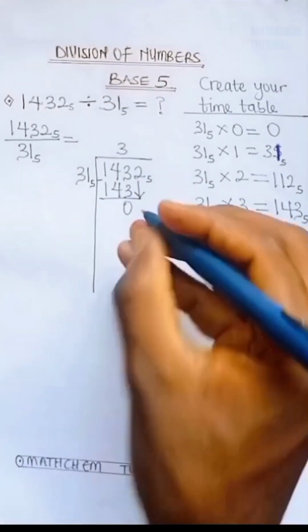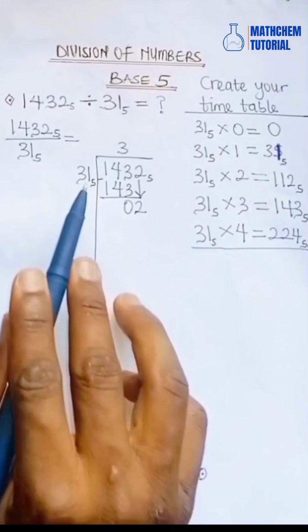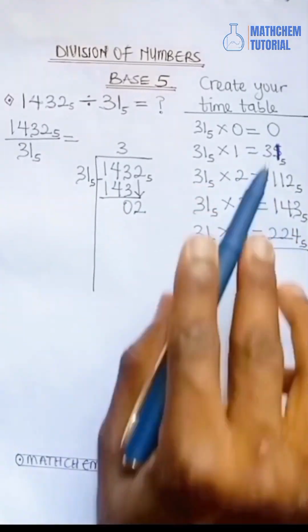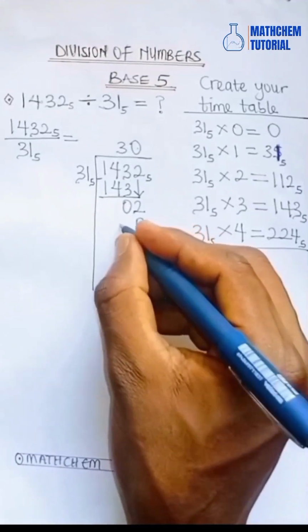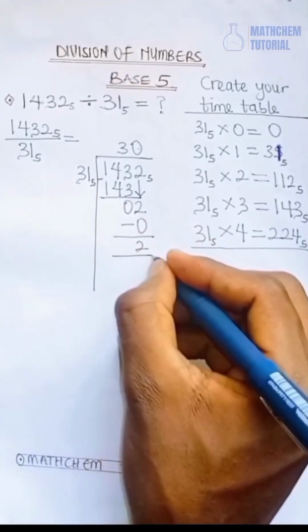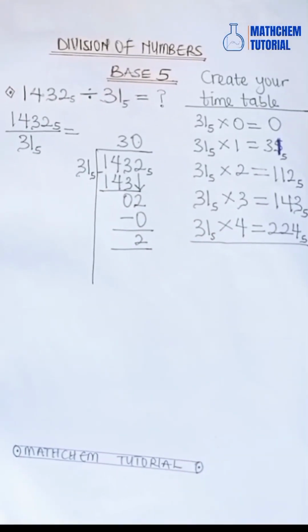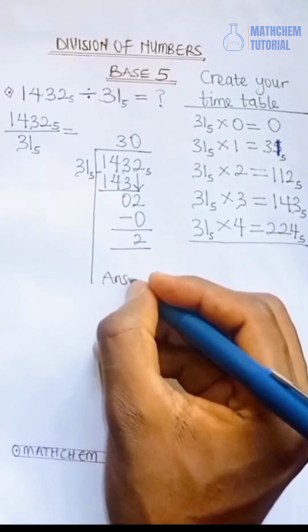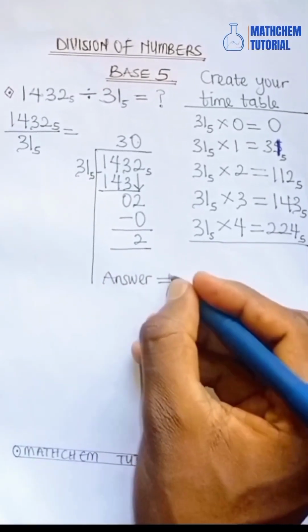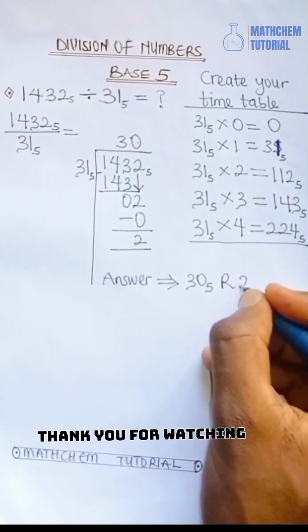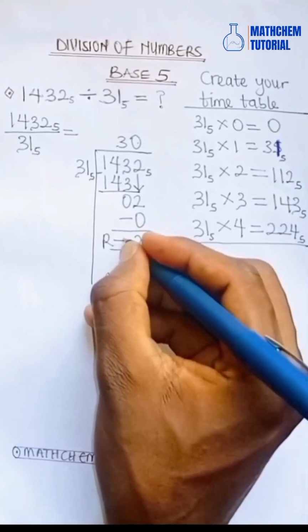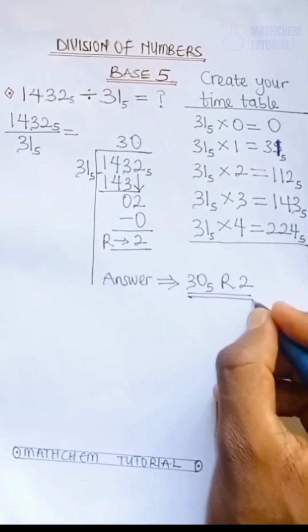That gives 0. Then after that, you bring down the last digit, which is 2. Then you say how many 31 can you see in that 2? It is not among the table, that means it's impossible, which is going to be 0. So it's 0 times 31, that's 0. You write it down, then you subtract. That gives you 2, and that will be our remainder. So the answer is going to be 30 base 5 remainder 2. Thank you so much.